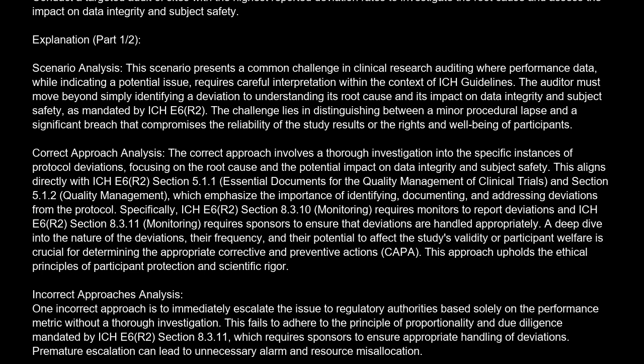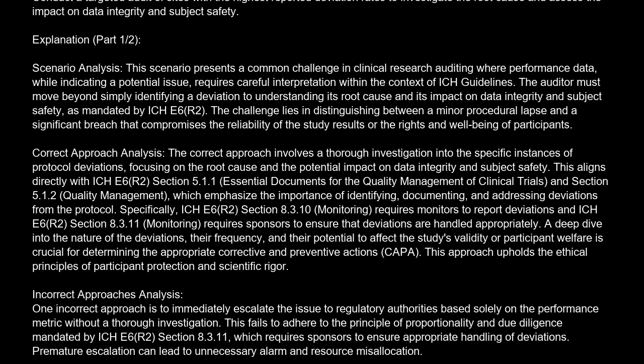Specifically, ICH E6 R2 Section 8.10, Monitoring, requires monitors to report deviations, and ICH E6 R2 Section 8.11, Monitoring, requires sponsors to ensure that deviations are handled appropriately. A deep dive into the nature of the deviations, their frequency, and their potential to affect the study's validity or participant welfare is crucial for determining the appropriate corrective and preventive actions, CAPA. This approach upholds the ethical principles of participant protection and scientific rigor.